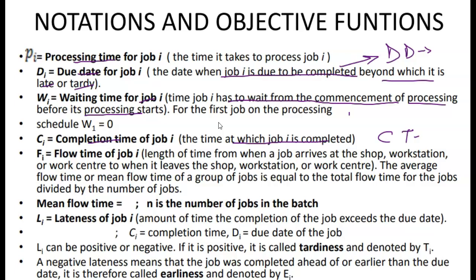For instance, if the due date for a job is 10 days and the completion time for that job is 11 days, then here we say the job is delayed. Because you are supposed to have submitted that particular job on the 10th of that particular month, but you are now submitting on the 11th day. That means you delayed it for a day.